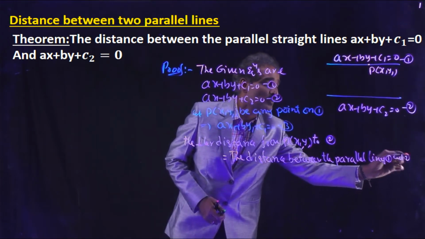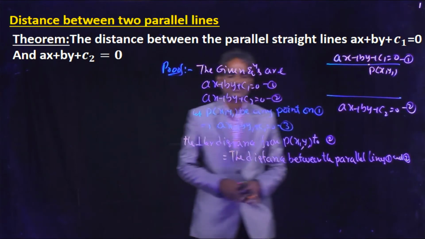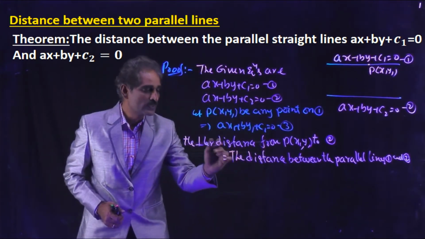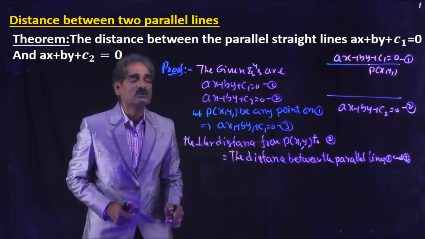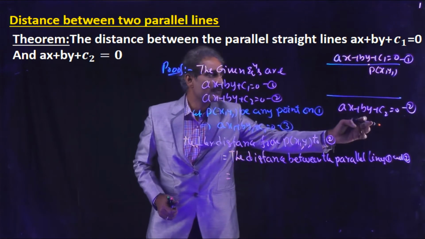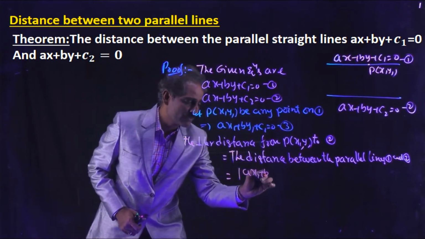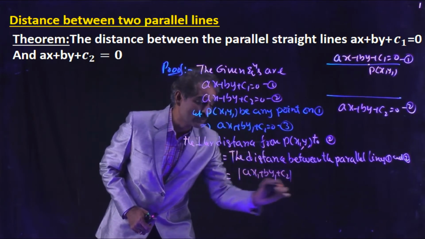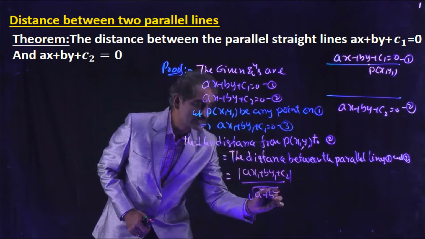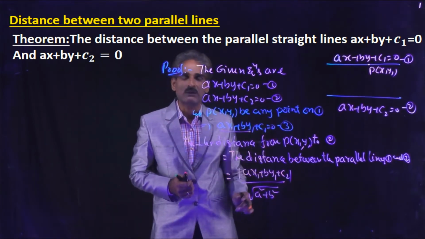Distance between the parallel lines is nothing but the distance from a point on one line to the other. So the distance between the lines is equal to the perpendicular distance from P(x1, y1) to the second line. Therefore, the perpendicular distance from P(x1, y1) to this line is modulus of (ax1 plus by1 plus c2) by root of a square plus b square. From equation 3, ax1 plus by1 equals minus c1.